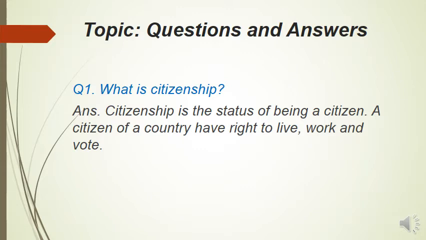So question number 1 is, what is citizenship? The answer is, citizenship is actually the status of being a citizen. A citizen of a country has a right to live, work and vote. A citizen is someone who is a resident of a country. For example, we all live in Pakistan, we are the citizens of Pakistan. So citizenship means it's a status of being a citizen.